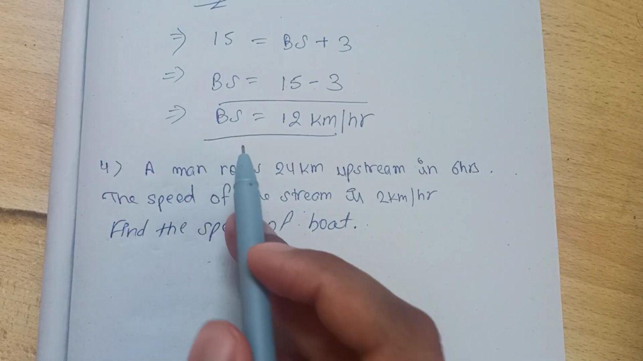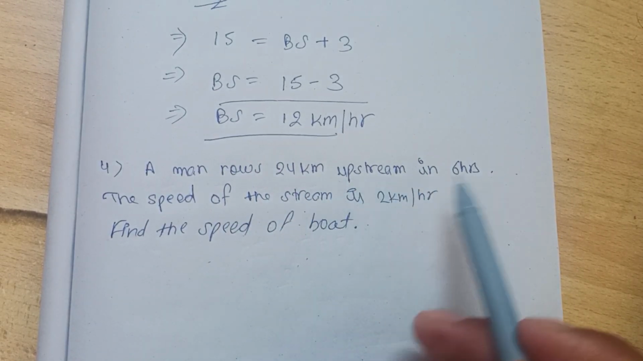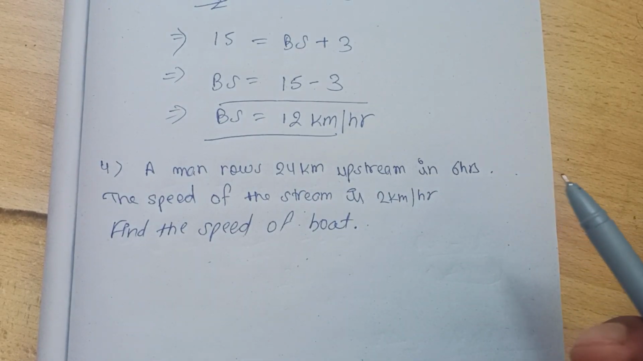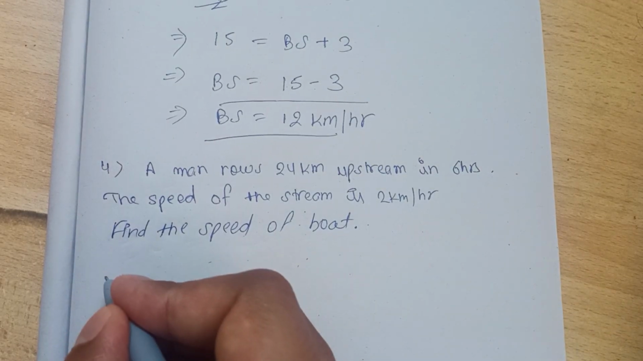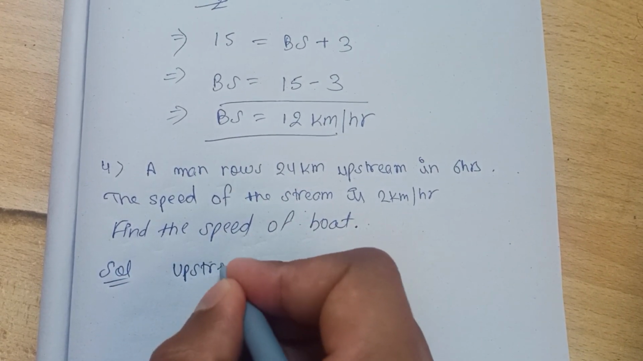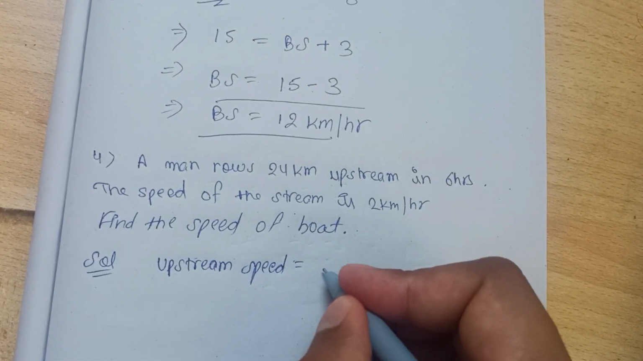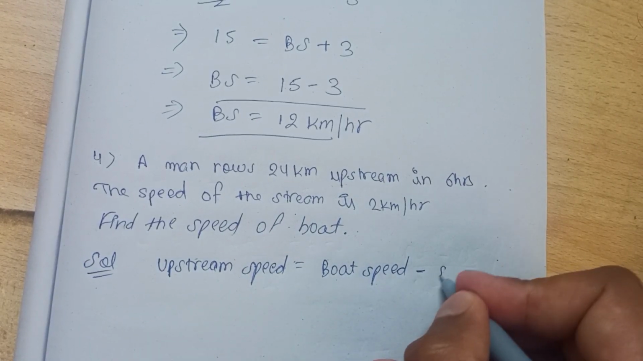The question is similar to the previous one, but in place of downstream, upstream is given, and we know that upstream is equal to speed of the boat minus speed of the stream. There is only one difference from the above question. We just need to subtract: boat speed minus speed of the stream. So let's begin with the solution. We know that upstream speed is equal to boat speed minus stream speed.